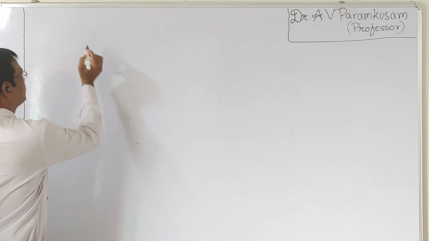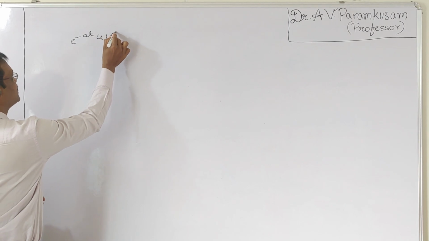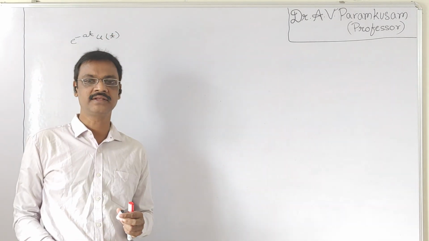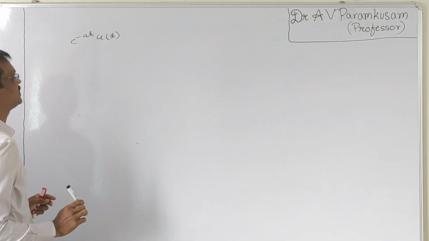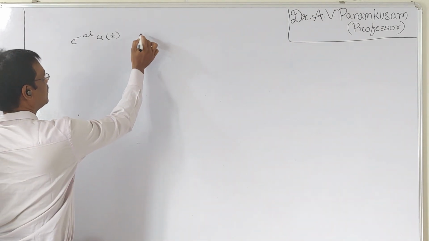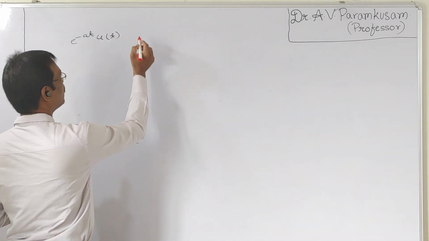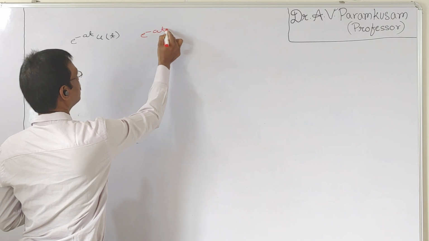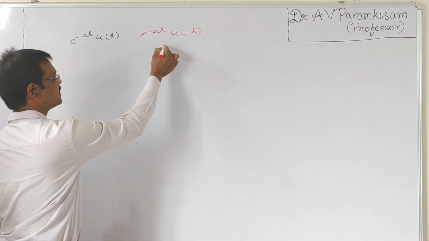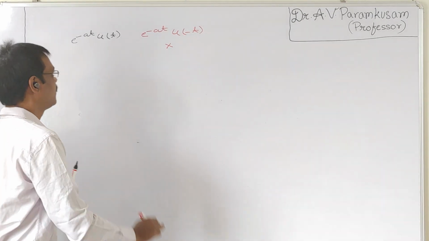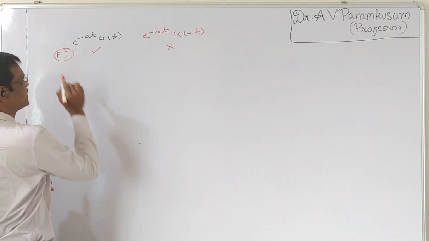I take a signal e to the power of minus at u of t. For this signal, the Fourier transform exists. I take another signal, e to the power of minus at u of minus t. For this signal, the Fourier transform does not exist, whereas for the previous signal, the Fourier transform will exist.